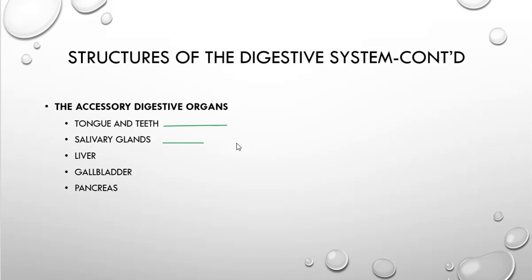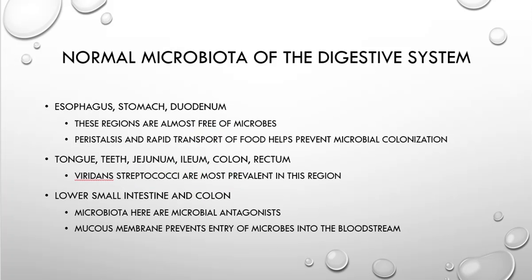Structures: teeth and tongue, salivary glands. These are the guys that make saliva that contains things that help us to break down food. The liver produces bile that helps us to break down fatty foods. And the liver is also going to be the source, or the initial stopping point, or at least waypoint, for the food after it's absorbed. The gallbladder stores that bile. Pancreas makes all kinds of enzymes to break down different foodstuffs.